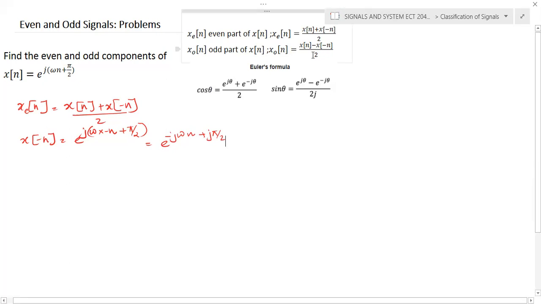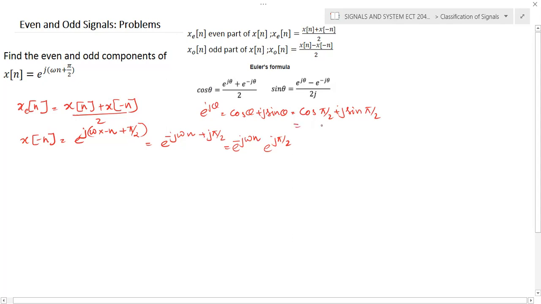And similarly the other term. If you split this particular equation, you'll get e raised to minus j omega n into e raised to j pi by 2. Okay, by Euler's formula, we know that e raised to j theta is equal to cos theta plus j sin theta. And in place of theta, it is pi by 2, so you will get cos pi by 2 plus j sin pi by 2. In this particular case, cos pi by 2 is 0 and sin pi by 2 is what? So we'll get j. And you can simply replace this particular equation, j e raised to minus j omega n.